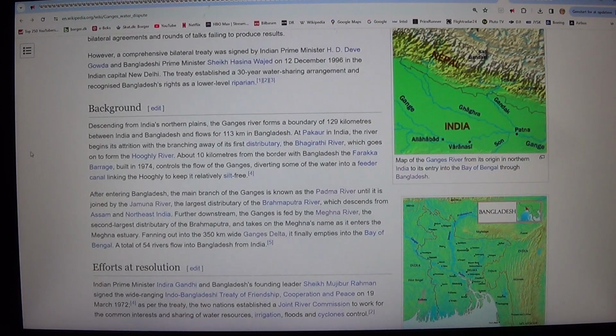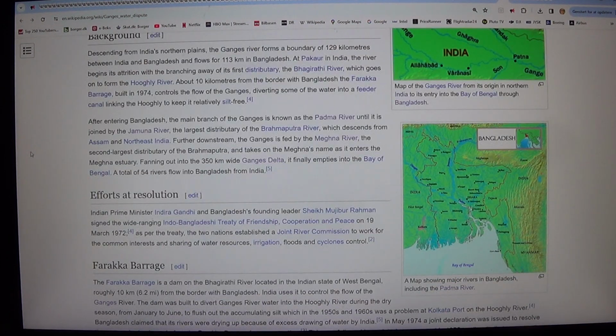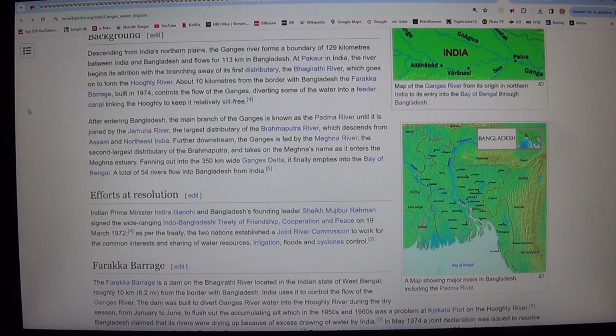Background. Descending from India's northern plains, the Ganges River forms a boundary of 129 kilometers between India and Bangladesh and flows for 113 kilometers in Bangladesh. At Farakka in India, the river begins its attrition with the branching away of its first distributary, the Bhagirathi River, which goes on to form the Hooghly River. About 10 kilometers from the border with Bangladesh, the Farakka Barrage, built in 1974, controls the flow of the Ganges, diverting some of the water into a feeder canal linking the Hooghly to keep it relatively silt-free.